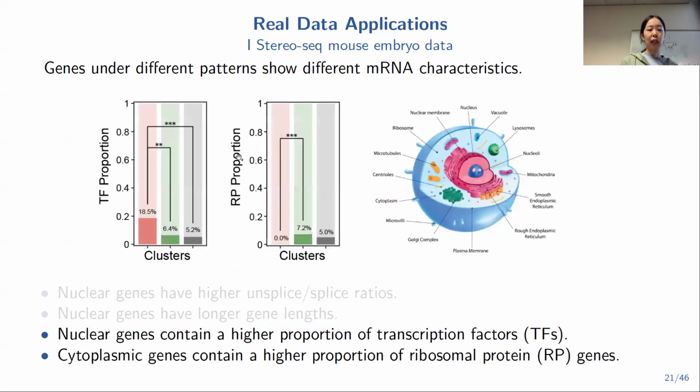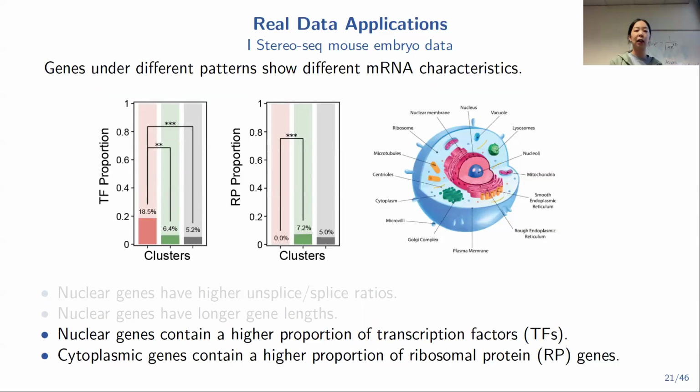And similarly, we find the transcription factors are more likely to be localized in the nucleus because they are expected to regulate the transcription. And we find the ribosomal related genes are more likely in the cytoplasm because this is the location they're expected to work at.